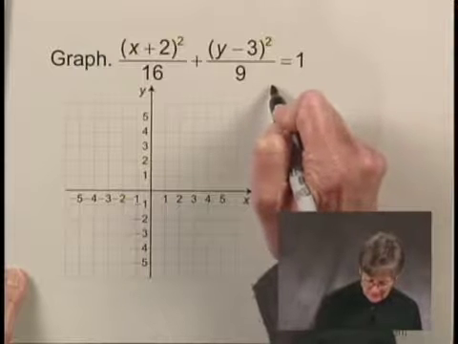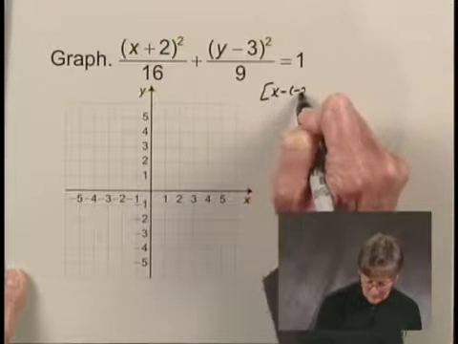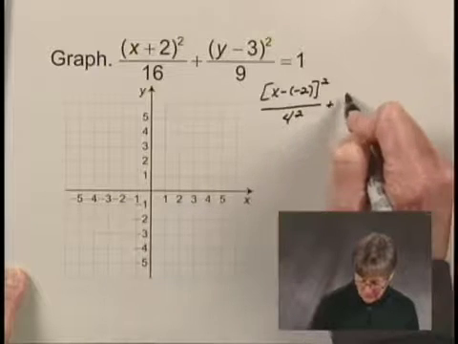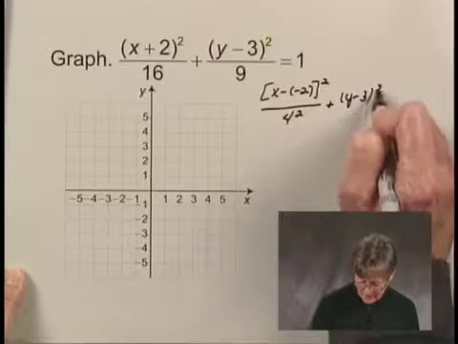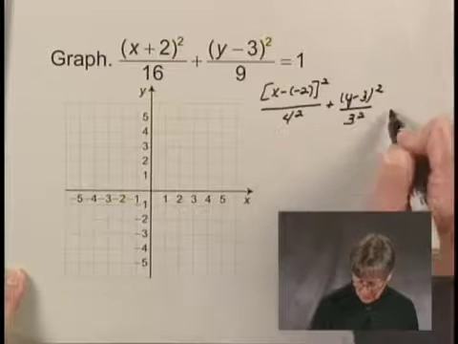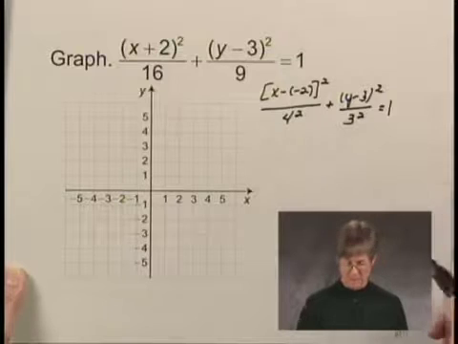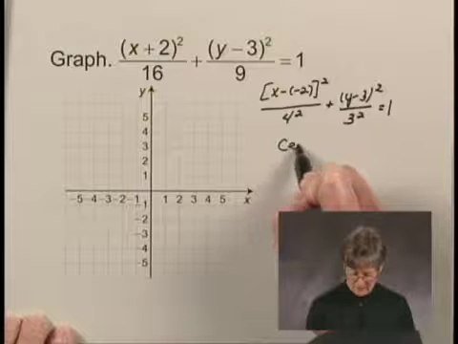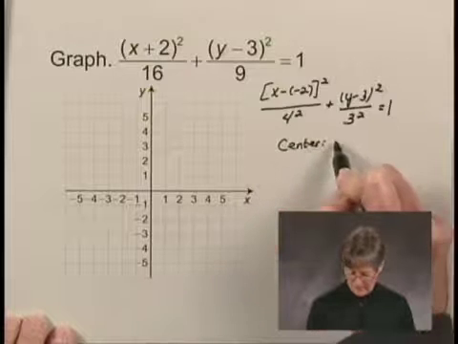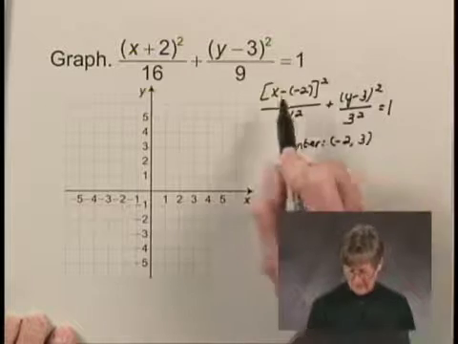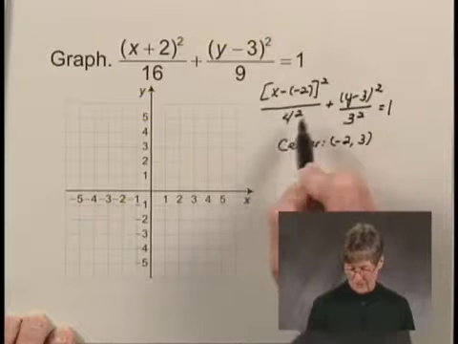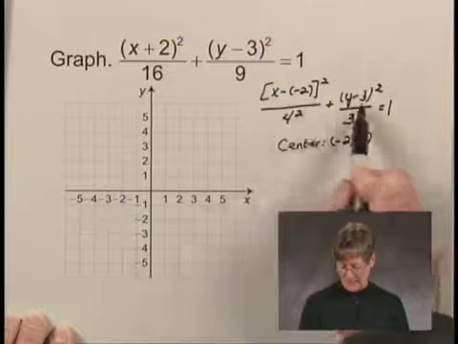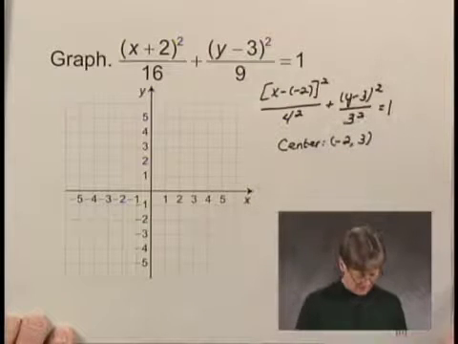We could write this as x minus negative 2 squared over 4 squared plus y minus 3 squared over 3 squared is equal to 1. Now, this form of the equation tells us, first of all, that the center of the ellipse is going to be negative 2, 3. This is x minus h, the quantity squared, and this is y minus k, the quantity squared, and the center is h, k. So negative 2, 3 gives us the center.